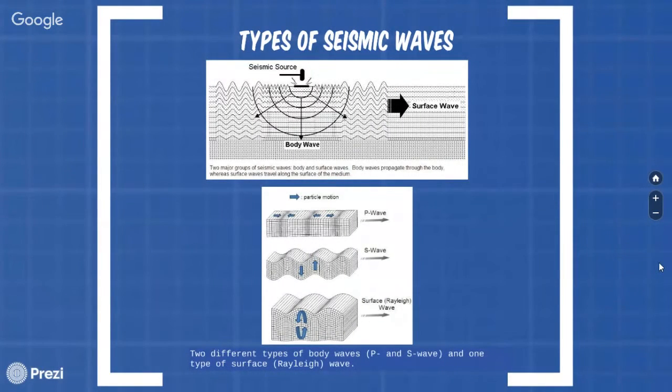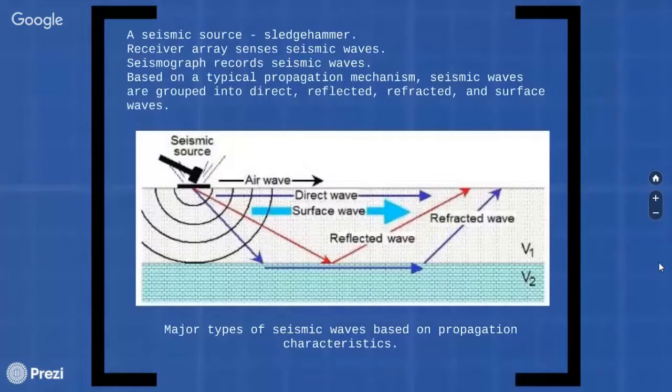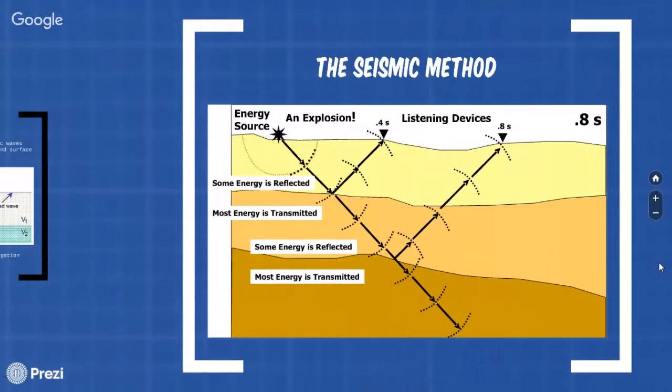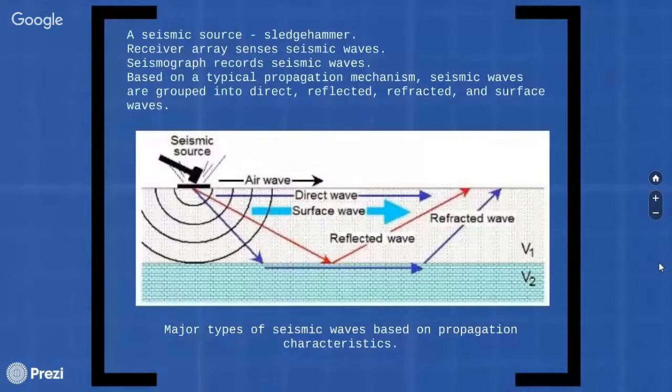So, how are seismic waves generated? A seismic source such as a sledgehammer is used to generate seismic waves, sensed by receivers deployed along a preset geometry called a receiver array, and then recorded by a digital device called a seismograph. Based on typical propagation mechanisms used in seismic survey, seismic waves are grouped primarily into direct, reflected, refracted, and surface waves.